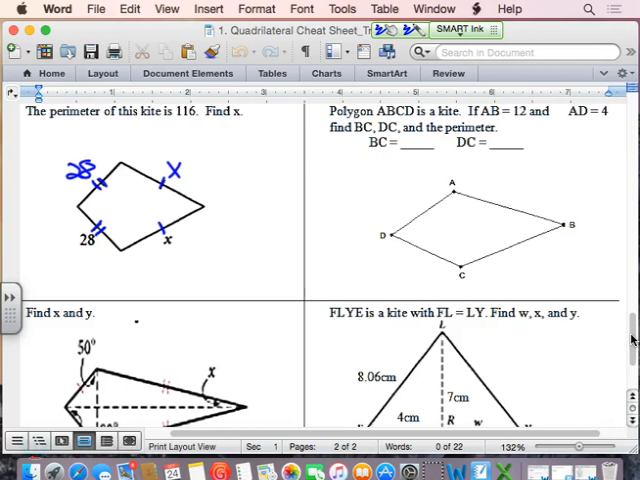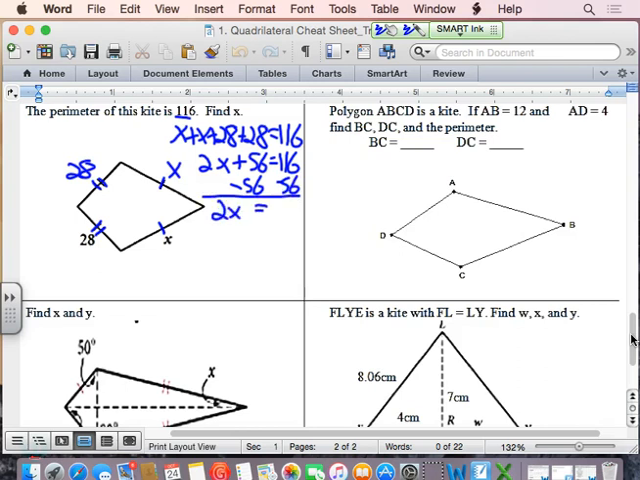So I need to figure out the total all the way around this shape. To do that, I'm going to add up all of the sides. So x plus x plus 28 plus 28. They tell me the perimeter of the kite is 116, so all of these should add up to be 116. Now I can set up that equation and solve for x. So x plus x is 2x, 28 plus 28 is 56. Now I'm going to subtract 56 from both sides.